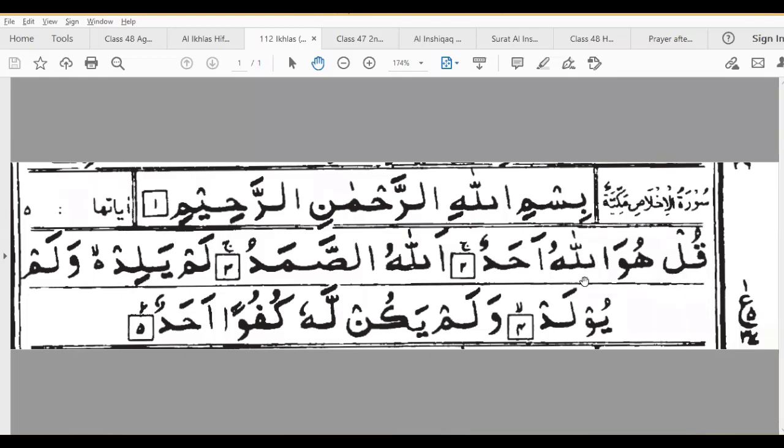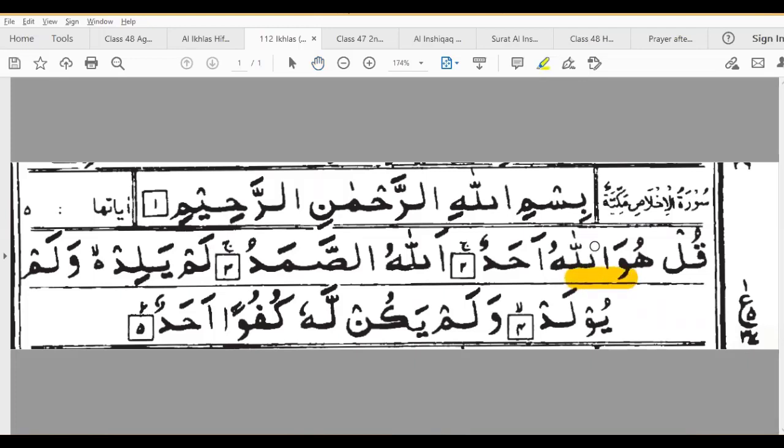قل هو الله أحد. Good. Well done. So over here, I think it can get a bit confusing. Let me highlight that for you now over here.